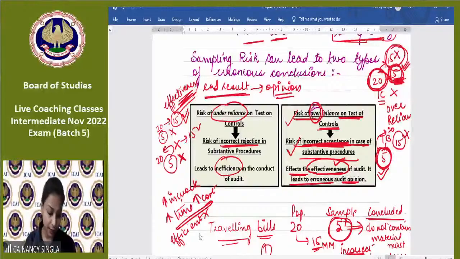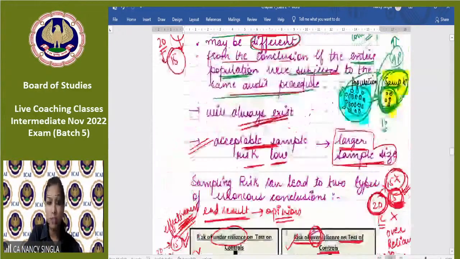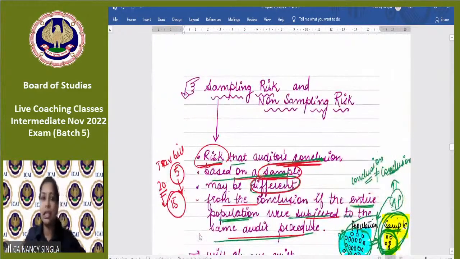ठीक है? समझ आया? So this is the concept of sampling risk. I'll repeat it again. Very important concept. आपको descriptive type question भी आ सकता है. You may get it as a part of your case scenario.